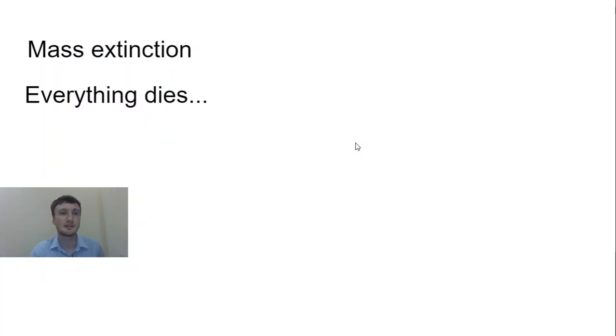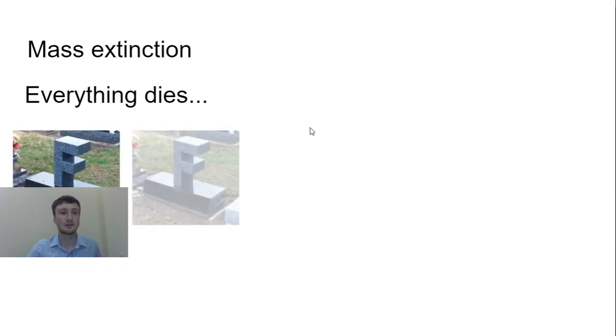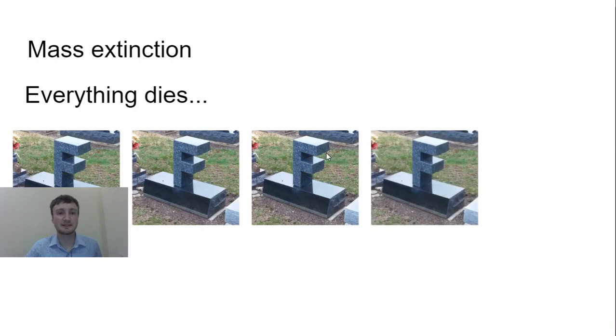Now we're going to talk about mass extinction. So what happens in a mass extinction? Everything dies. Well, not everything, but if the dinosaurs go extinct, then all the dinosaurs die. Very sad. So pay your respects.